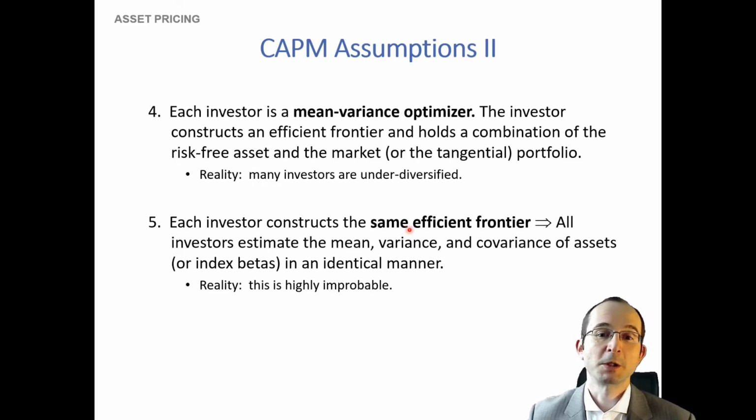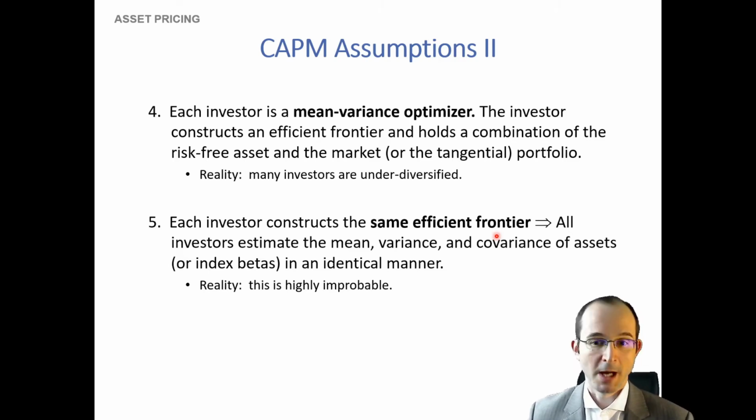Next, each investor will construct the same efficient frontier. So not only is everybody a mean variance optimizer that will hold a diversified portfolio that falls on the efficient frontier, but indeed it'll be the same efficient frontier. In other words, everybody has the same forward-looking estimates of the mean, variance, and covariance of assets that we would use to construct the optimal portfolio following portfolio theory.